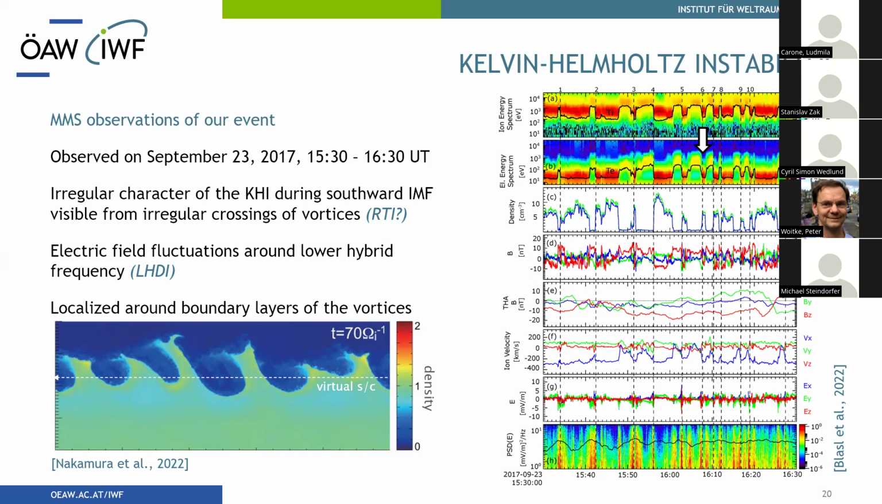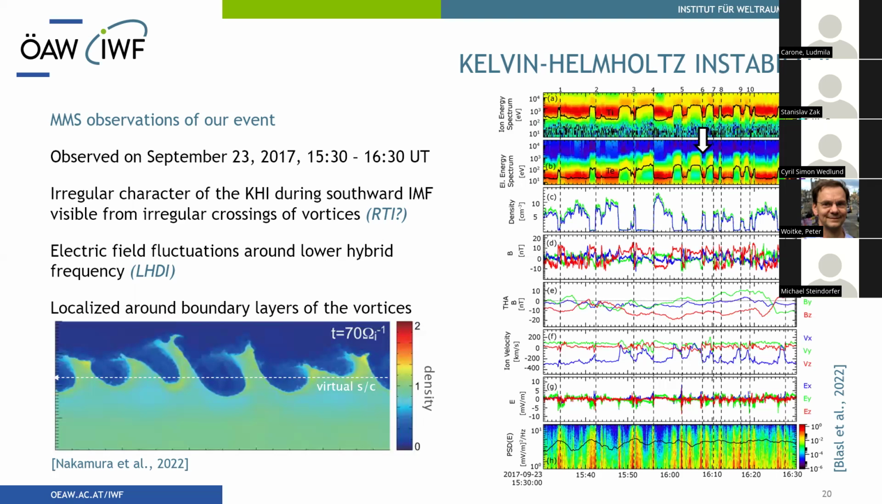But we see a lot of electric field fluctuations. And so they are plotted here in channel G. And the last panel here shows you the wave power of the electric field, where this black line gives you the frequency that is very typical for the lower hybrid drift waves. And so you see always at these crossings of the vortices, you have enhanced electric field, and down here you see the wave power is enhanced in this regime of this frequency. So with this, we were able to show the lower hybrid drift instability, not only from simulations, but also from data.